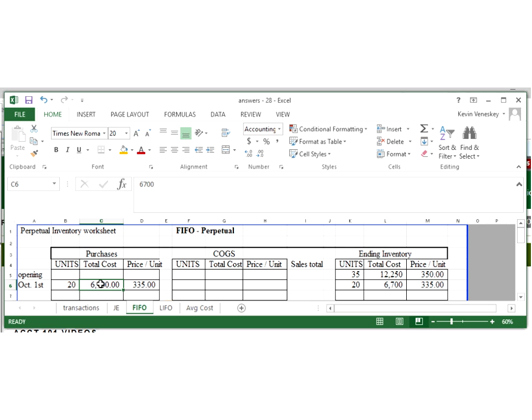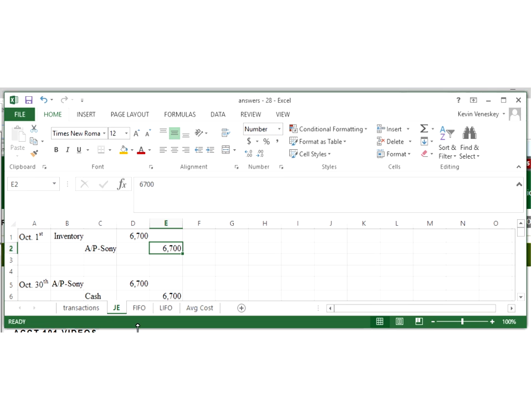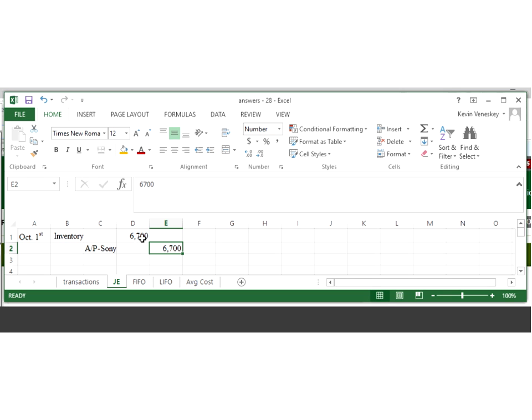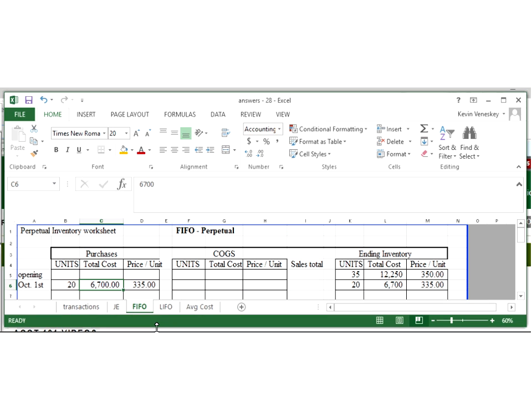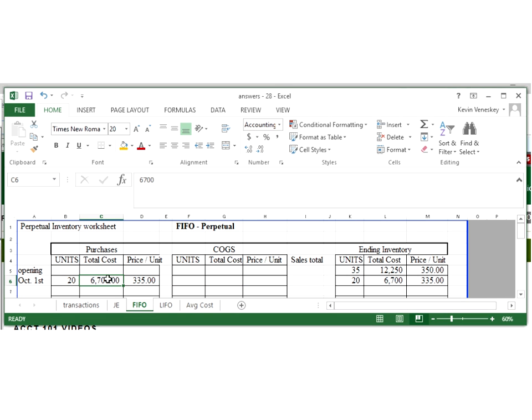I've got to put 67 here. Whatever my journal entry said, so I look back at my journal entry, and it shows $6,700. So whatever this journal entry shows, I've got to match that on my inventory sheet. So $6,700 costing me a total of $335 per unit. And remember, using FIFO, I want to keep each item separate, but keep them in their correct order of when purchased. So the 35 was first, and now we just added the 20 items in.